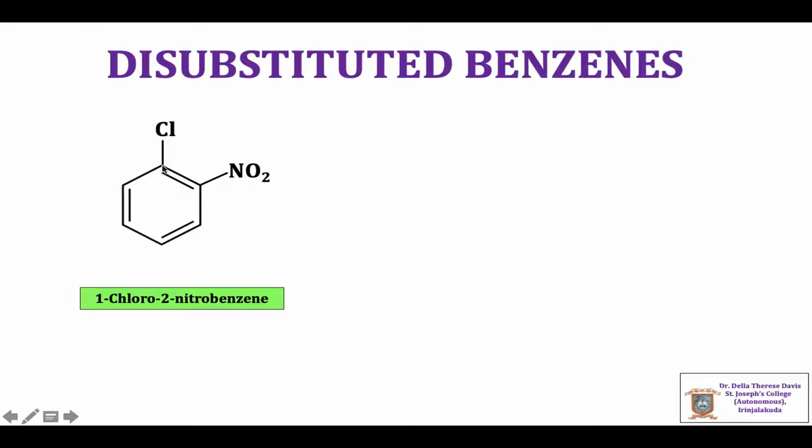So this is carbon 1 and we should number in such a way that the next substituent gets the lowest number. So we shall proceed in the clockwise direction and this carbon gets number 2. This is carbon 3, carbon 4 and so on. Thus the molecule is 1-chloro-2-nitrobenzene. The nitro substituent is at the ortho position and hence the molecule can also be called orthochloronitrobenzene.